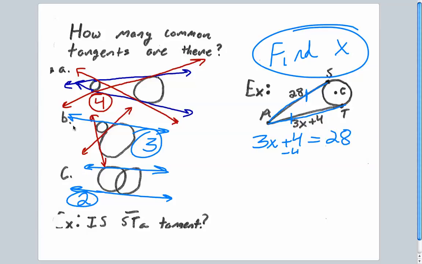Then I subtract 4, and I get 3x equals 24. Divide by 3, and that means x equals 8. 24 divided by 3, x equals 8. I apologize for the mistake there. Let's move on to the next example.